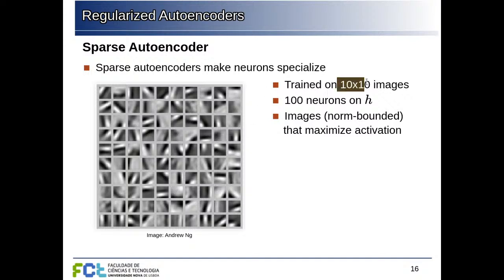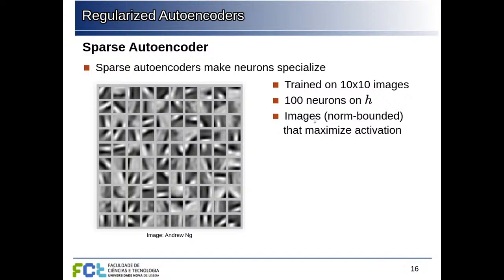This was on smaller images, 10 by 10. But in any case, this hidden representation here, the neurons are very specialized on specific patterns. The images that are shown here are the images that maximize the firing of each particular neuron if we restrain the total brightness of the image to be constant.